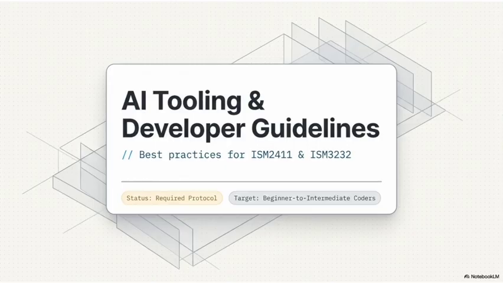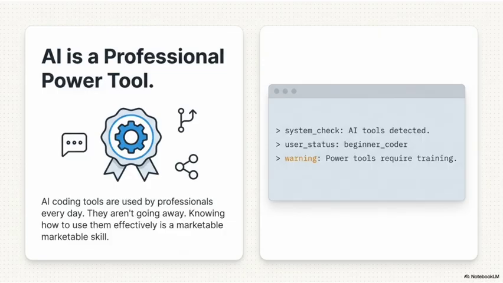Knowing how to use them effectively and appropriately is a marketable skill that belongs in your developer toolkit, alongside Python syntax and Git. This module defines the course policy, the boundaries, and the professional behaviors expected of you when AI is involved in your work. The status: required protocol. The target: beginner to intermediate coders. Read and internalize every slide in this deck before using any AI tools on a course assignment.